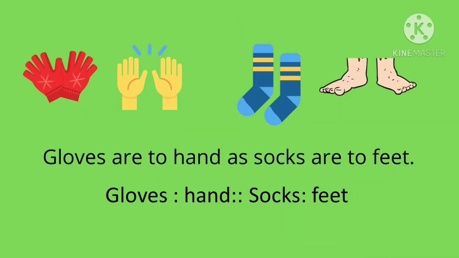Let us have another example. Gloves are to hand as socks are to feet. Let us note the relationship that exists here. Gloves are being used on our hands, while socks are being used on our feet. What relationship exists here? Yes, it's function. It can also be written this way: gloves : hand :: socks : feet. We use colon and double colon as shown in the example. Single colon for the pairs and double colon to separate the pairs.